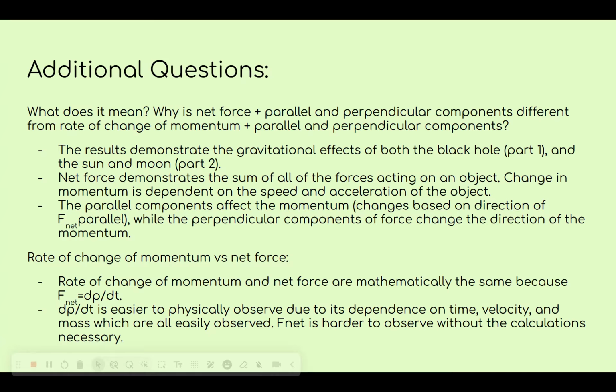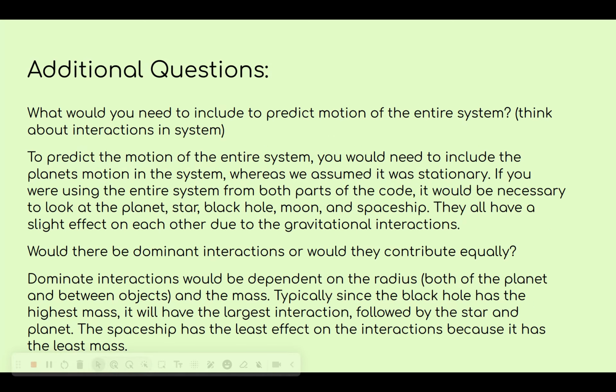Rate of change of momentum and net force are mathematically the same because F net equals dp/dt, and dp/dt is easier to physically observe due to its dependence on time, velocity, and mass, which are all easily observed. F net is harder to observe without the calculations necessary. And then to predict the motion of the entire system, you would need to include the planet's motion in the system, whereas we assumed it was stationary.